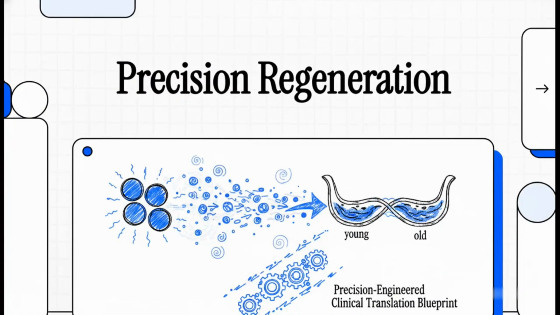Welcome to this in-depth explainer. Today, we're tackling one of the most absolutely mind-blowing biological phenomena of our time, the science of young blood, or as it's known in the lab, heterochronic parabiosis.